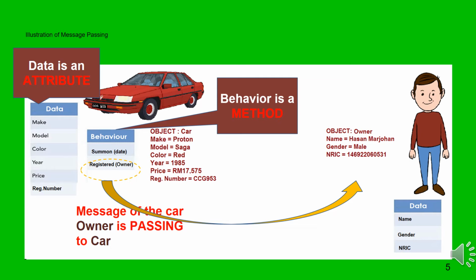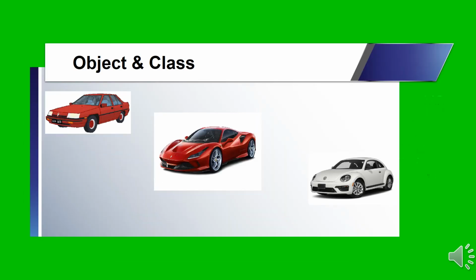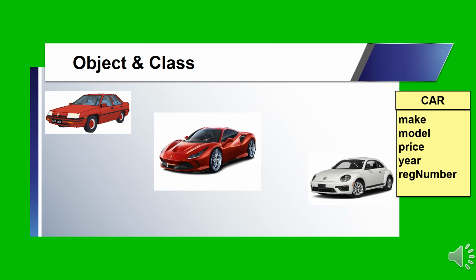Data is the attributes or properties owned by the object. In this case, a car has properties such as model, color, year, etc. While behavior is a method that will be executed in the program. A method may contain a message. In this case, a method called register is bringing the information about the car owner. It means, while we do a car registration, the car owner information such as name, gender, and IC number is brought up together.